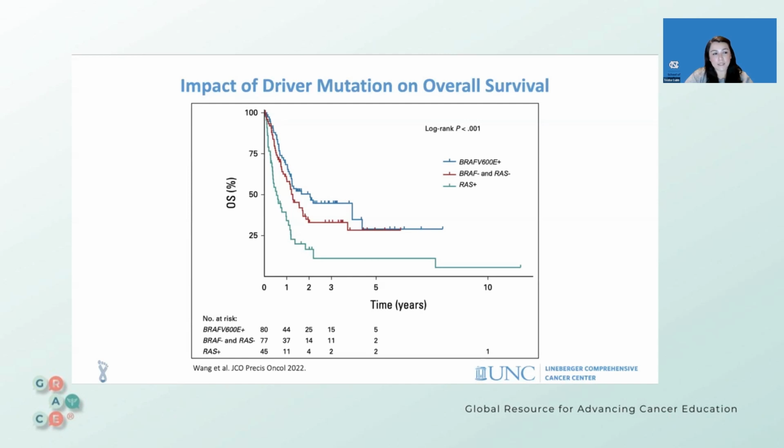But what this shows is those with a BRAF mutation have a longer expected overall survival, with those with a RAS mutation having the shortest overall survival.